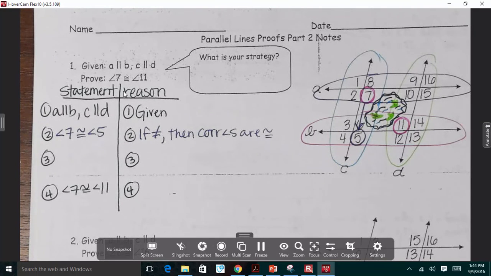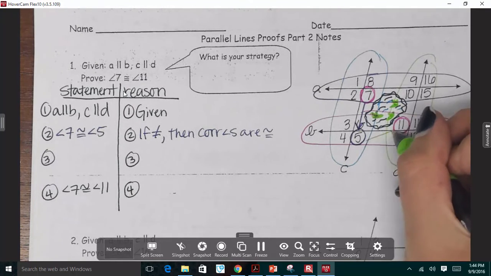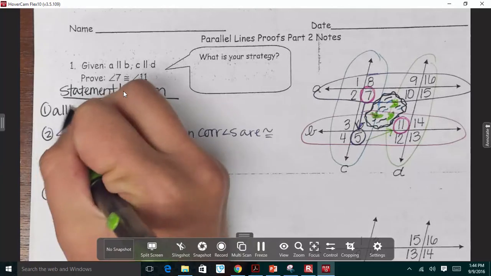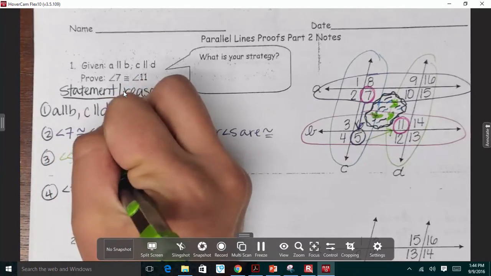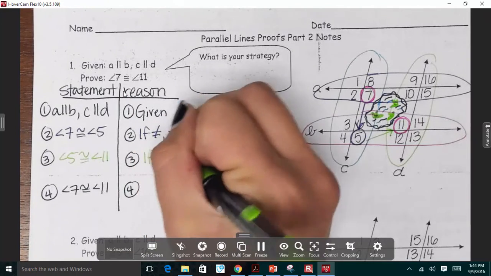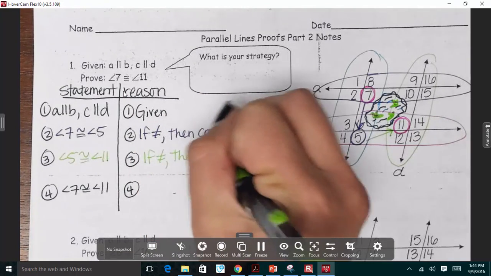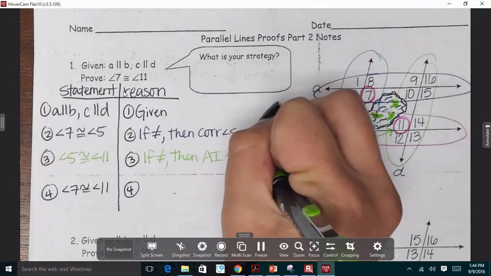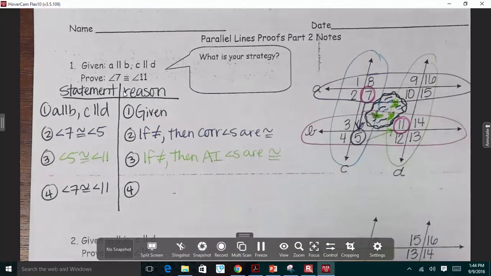Now, how would I get from 5 to 11? I think you told me, but I didn't hear it. It's alternate interiors. So from 5 to 11, angle 5 is congruent to angle 11 because they're alternate interiors. So if two parallel lines are cut by a transversal, then alternate interior angles are congruent. Okay, and so this one is the only one where the reason is going to be different.